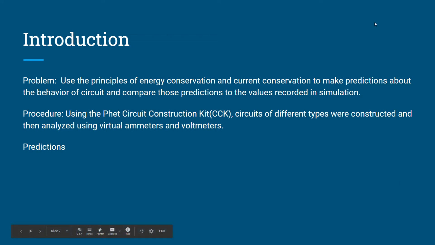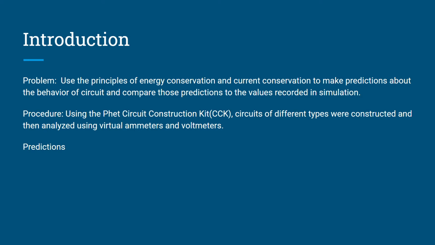The problem of Lab 4 was to use the principles of energy conservation and current conservation to make predictions about the behavior of circuits and compare those predictions to the values recorded in the simulation. And for the results, I found that during the experiment, all the results followed the predictions I made prior to the experiment using the information we know about circuits.